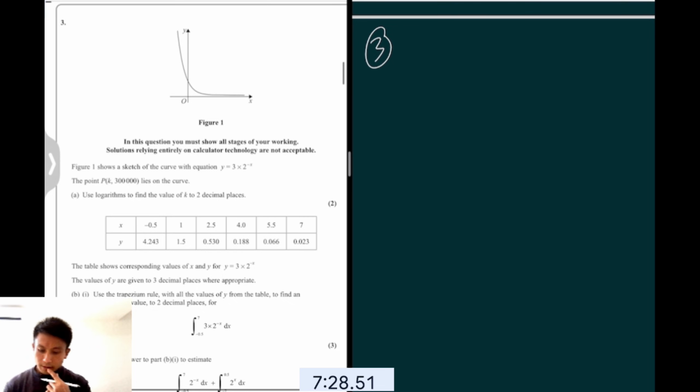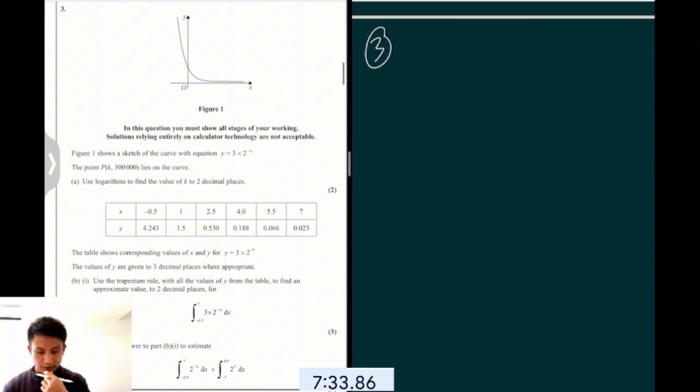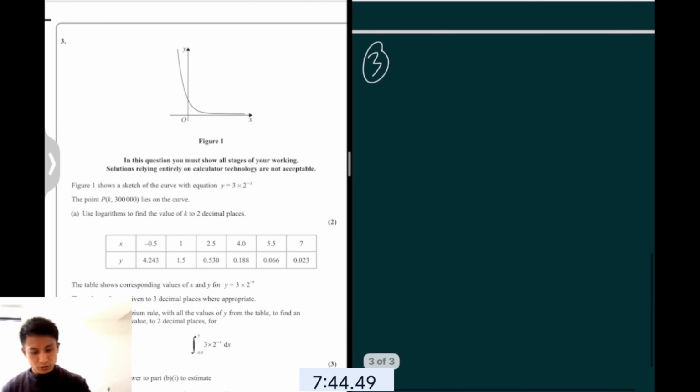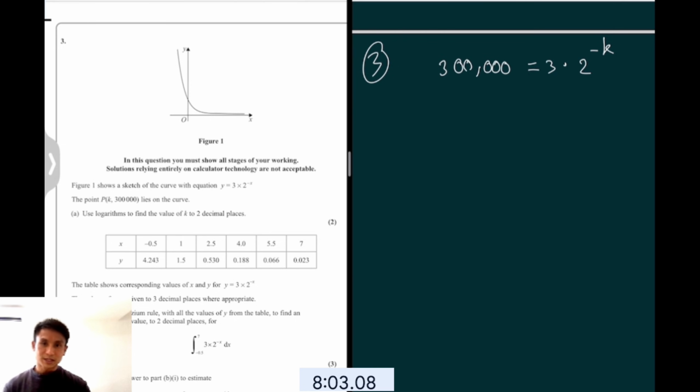Okay, so we have part A: use logarithms to find the value of k to 2 decimal places. The value of k is the point P, so we just plug in. We use y equals, well, k is the x value, so y would be 300,000. There is no unit trick here, so just 300,000 equals 3 times 2 to the minus k, because the x value is the k. Alright, so we just solve for that.